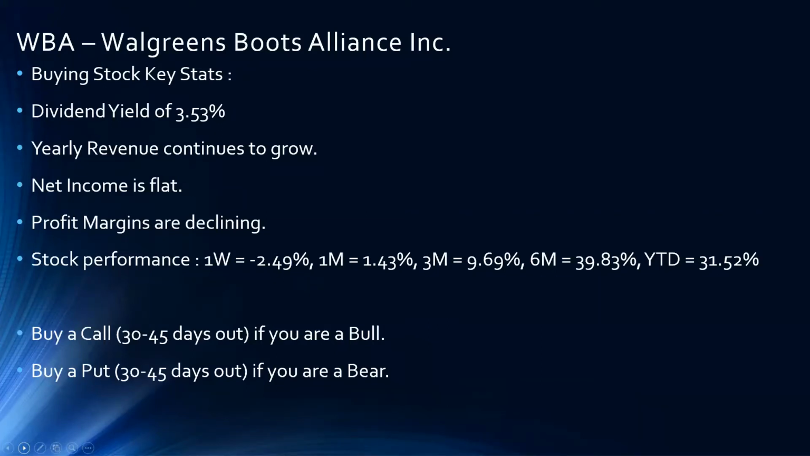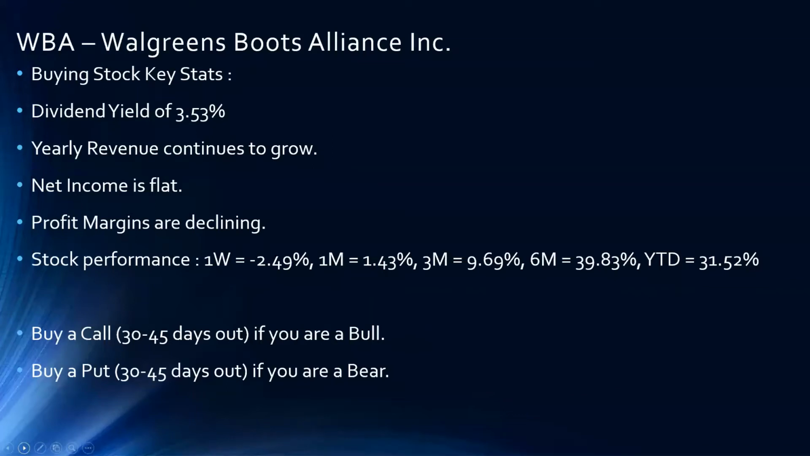Their yearly revenue continues to grow. However, it does have some interesting variables that are not so positive. The net income is flat. The profit margins are declining. The stock performance over the past one week was down 2 to 2.5%. Now, this is when I first put this slide deck together, which was at the end of April. But these numbers actually still are valid for today for the stock performance.